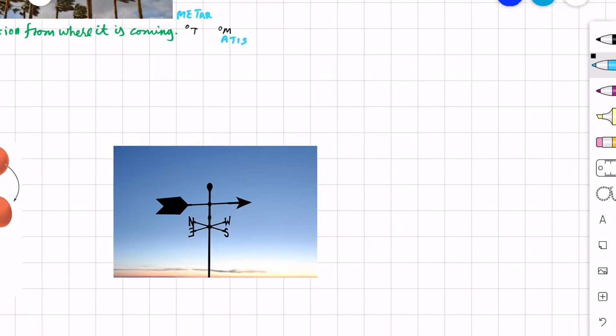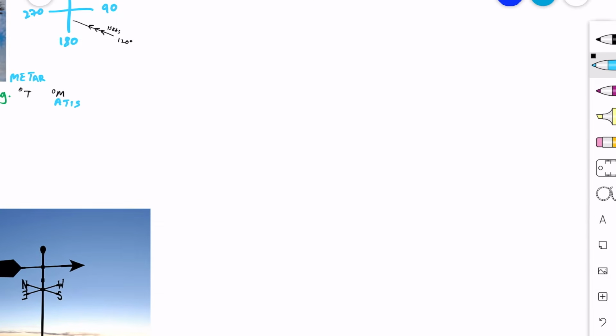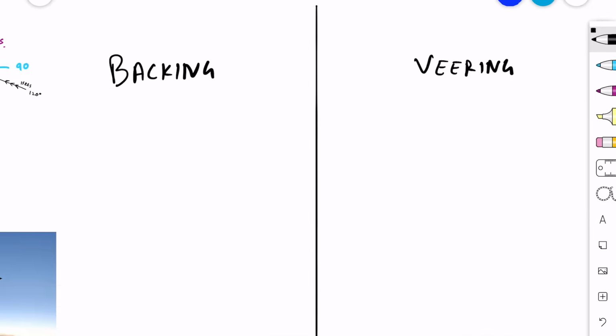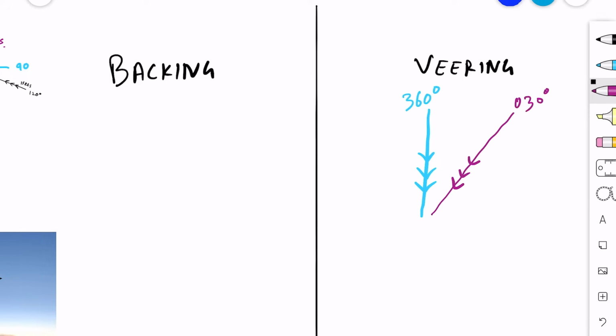Now there are two very important terms you need to know about winds, and these are veering and backing. Veering means that the wind direction is changing in the clockwise direction, and backing means that the direction of wind is changing in the anti-clockwise direction. Meaning, if the wind was coming from 360 degrees, and after some time the wind starts blowing from 030 degrees, here you can see that the wind direction has changed to the right, which is a clockwise direction. So it means that the wind is veering.